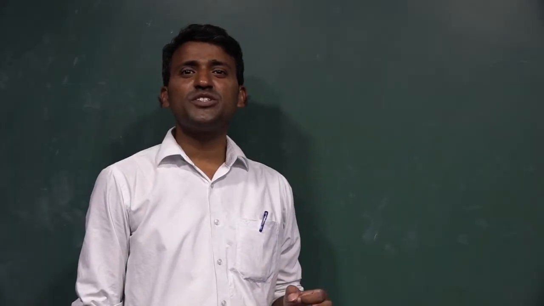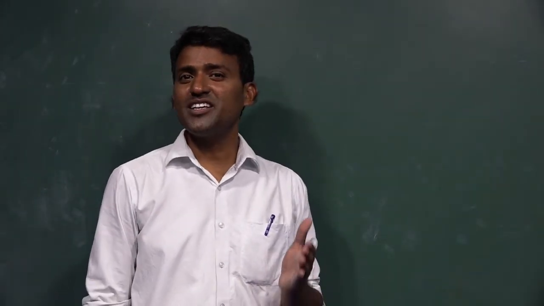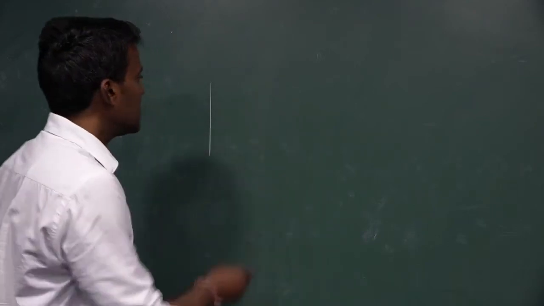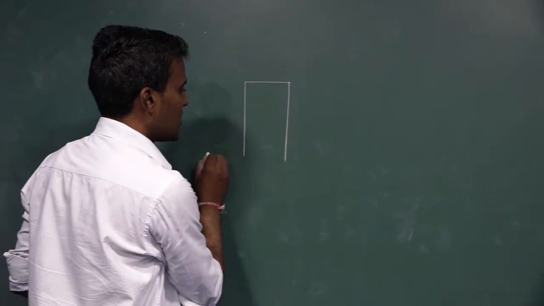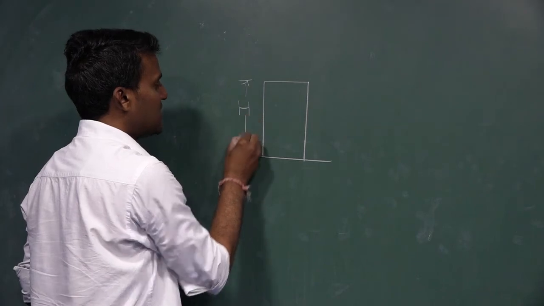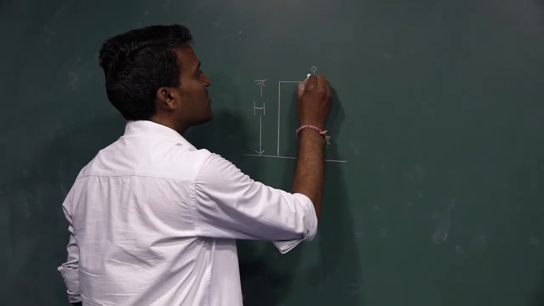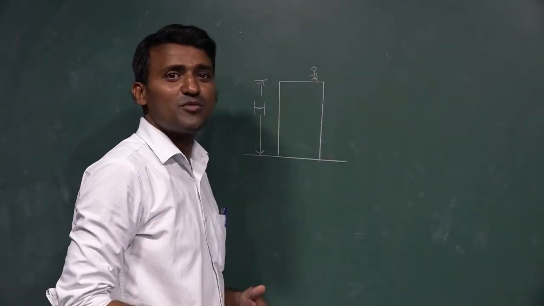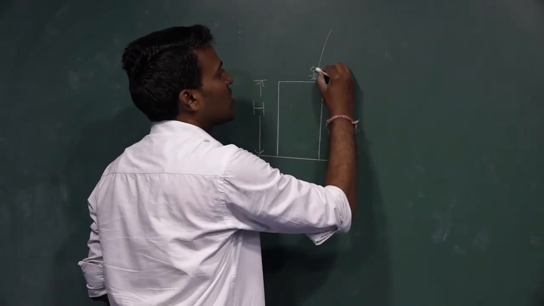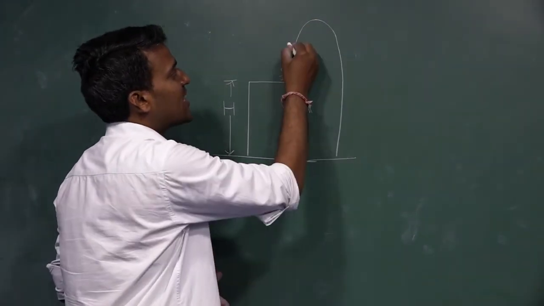When an object is projected from the top of a tower or the top of a building, how can you calculate the height of the building? See here, I am taking one building. The height of the building is h, isn't it? Now, one object is projected from the top of the tower. For example, one student is on the top of the building. He projects one stone in the upward direction. Now, the path of the object is a parabola. The object will travel along this direction.